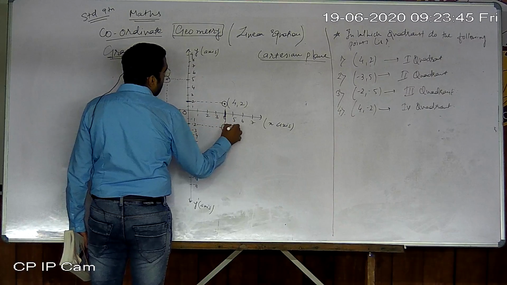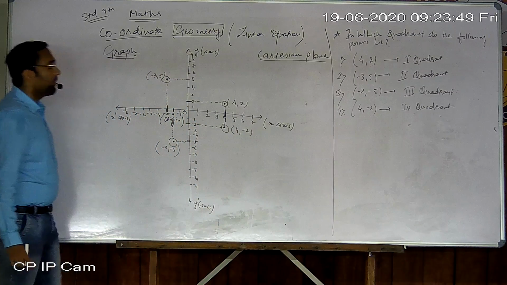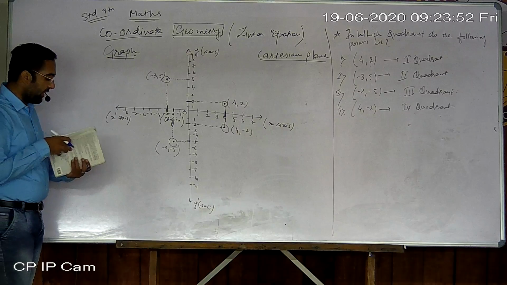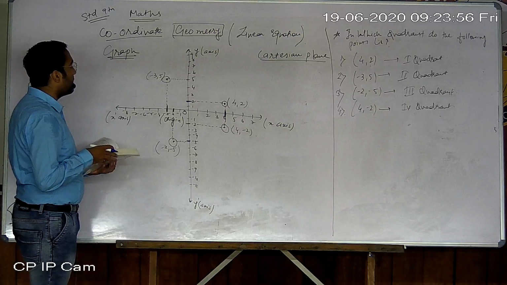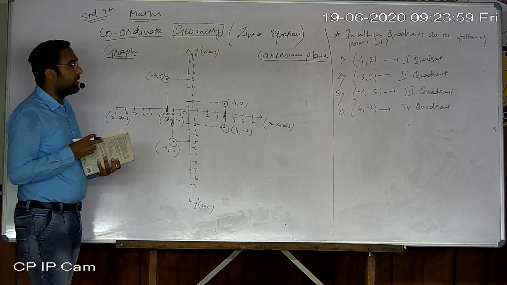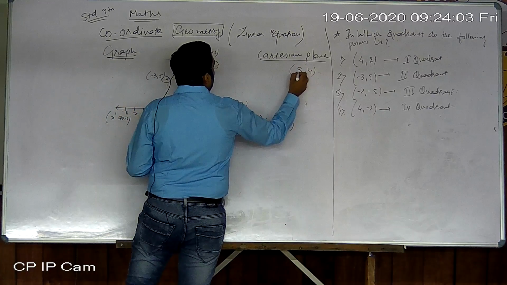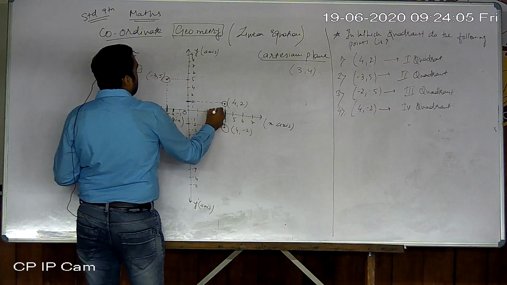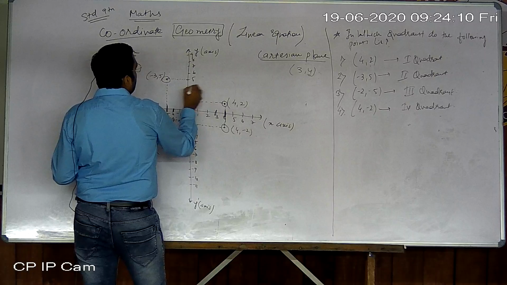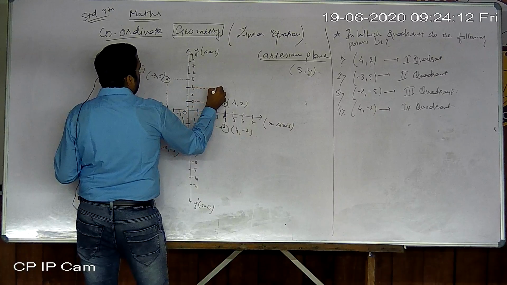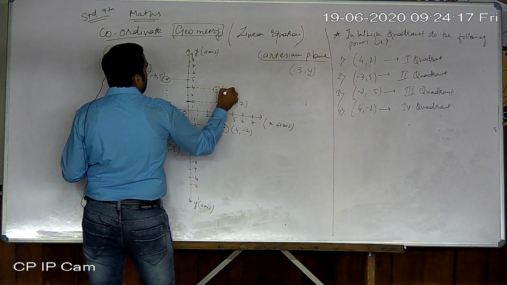This point is 4, -2. Yes, students. Now we have to plot another point, that is 3, 4. The value of x is 3, that is here, and the value of y is 4, that is here. So now locate it with a dotted line. So my 3, 4 lies here.